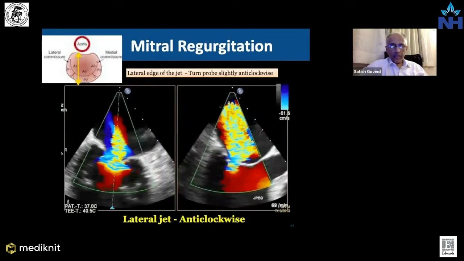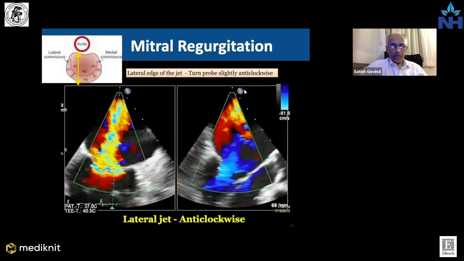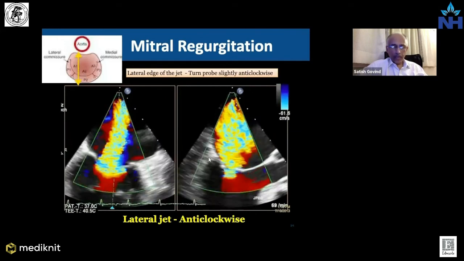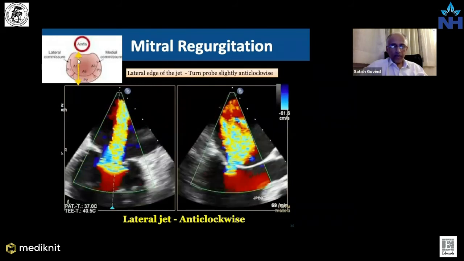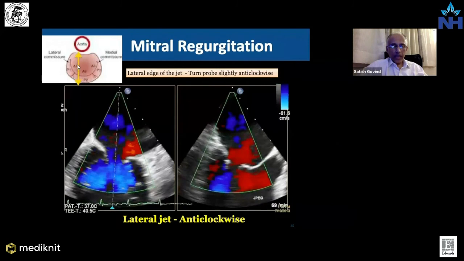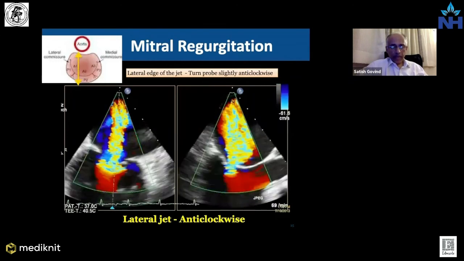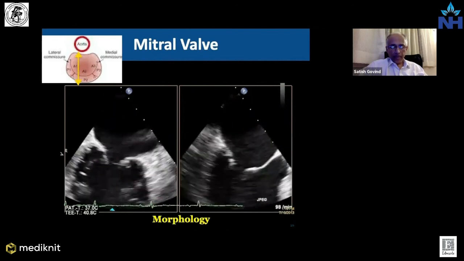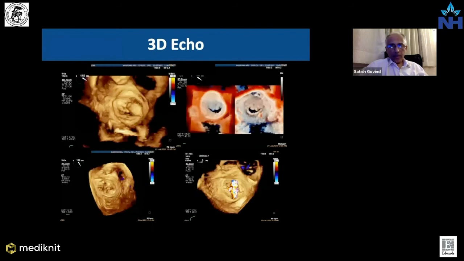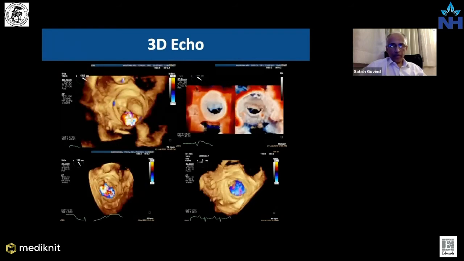And then the next is to look at the lateral edge. So that means now you go in the opposite direction. Turn the probe anti-clockwise here. And you go to the other side here. That means if you look at the arrow here, you're going towards the A1P1 area. So this is the anti-clockwise direction. And again, the mitral valve is investigated in the same way after the color is taken away. So that is how the 2D approach is there for investigation of the mitral valve and the jet.